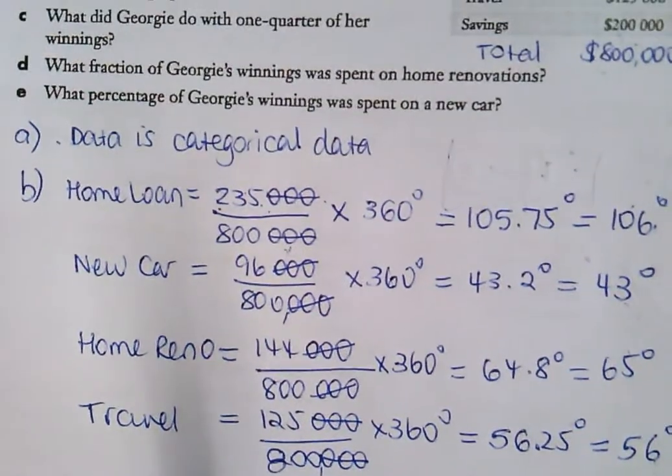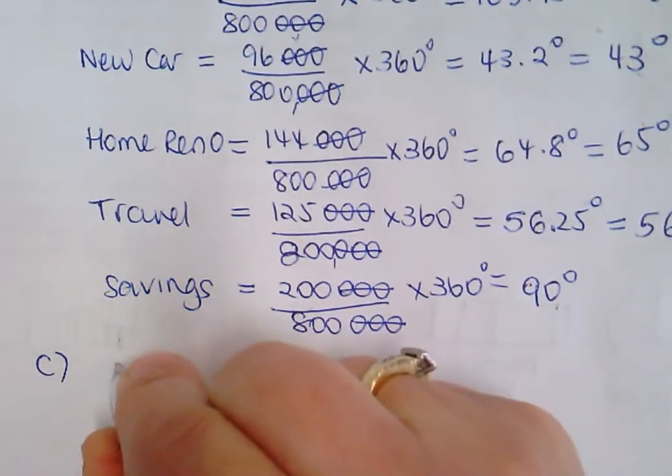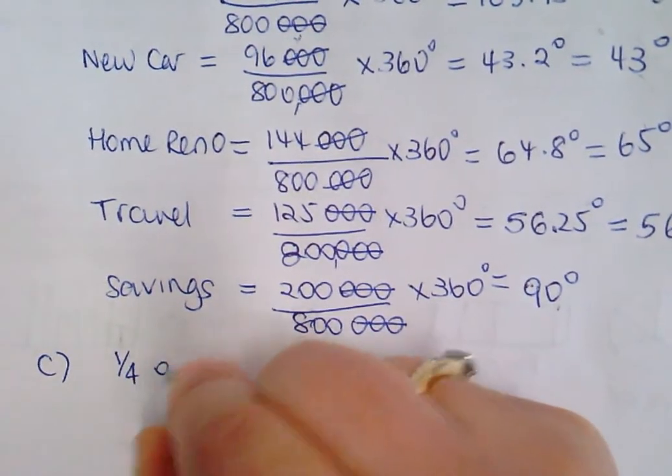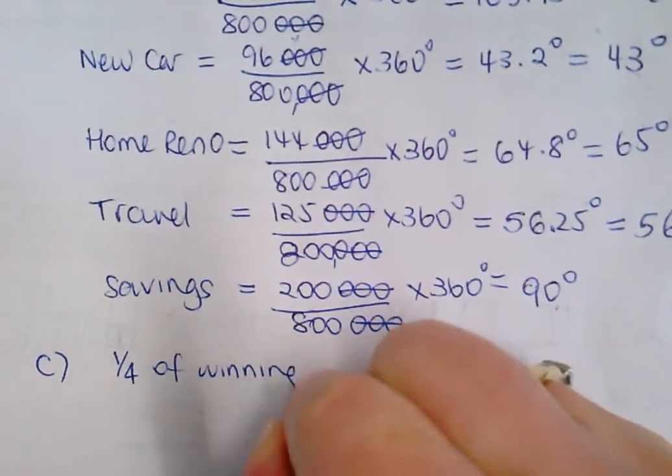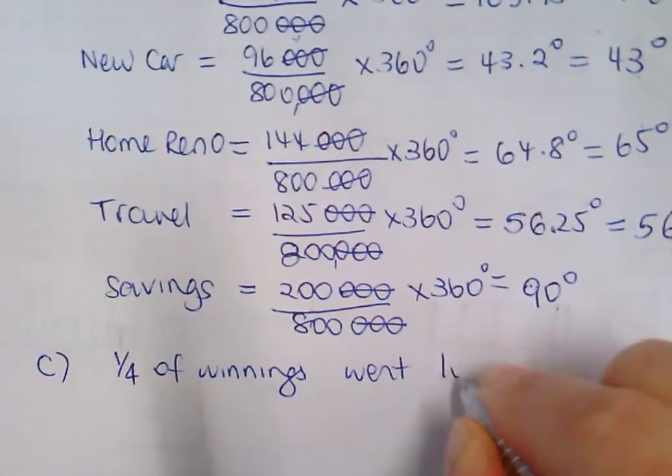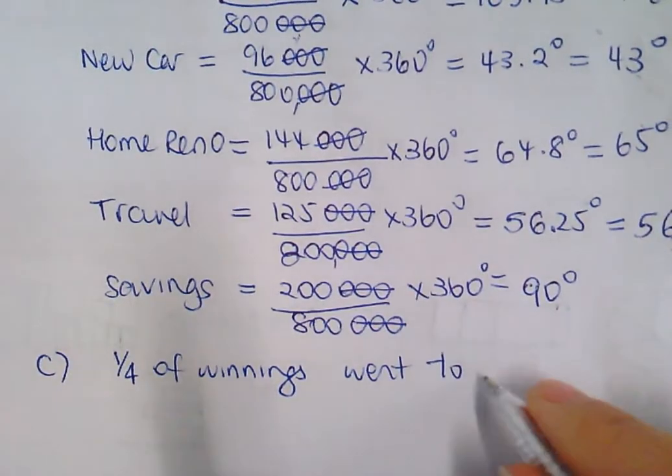What did Georgie do with 1/4 of her savings? We've already seen that one. What did she do with 1/4 of her savings? I mean, 1/4 of her winnings, sorry. So 1/4 of the winnings went to, sorry, where did 1/4 of the money go to?